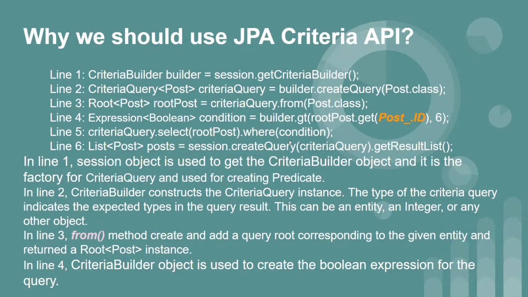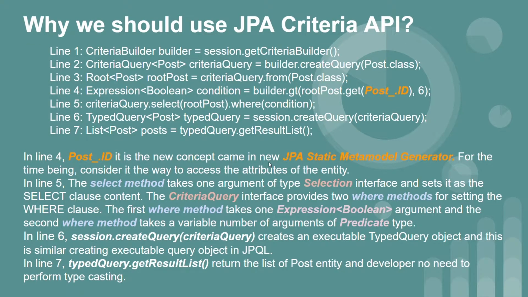In line 3, the from method creates and adds a query root corresponding to the given entity and returns a Root instance. In line 4, we are creating a boolean expression which we will use in the where condition of the query. You may wonder what this Post_.id is. It is what the JPA static metamodel generator provides us. For the time being, you can consider it a way to access the attributes of the entity. Now let's focus on line 5.